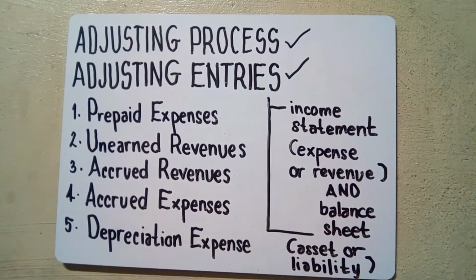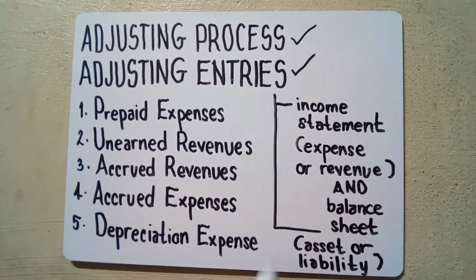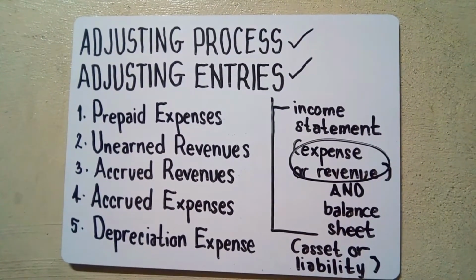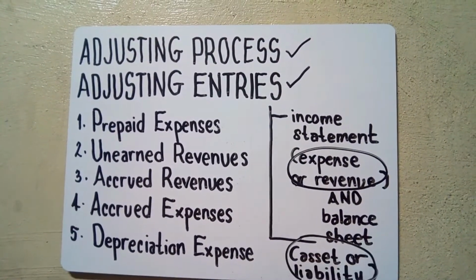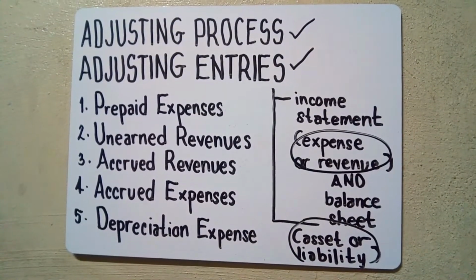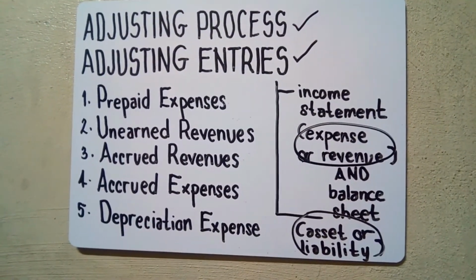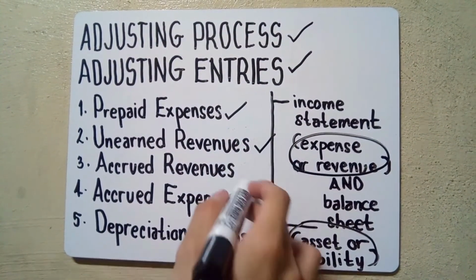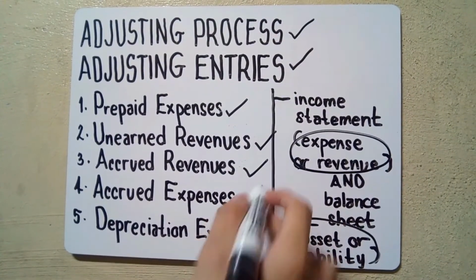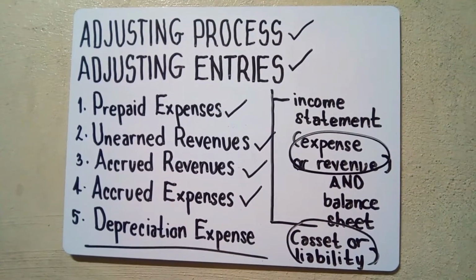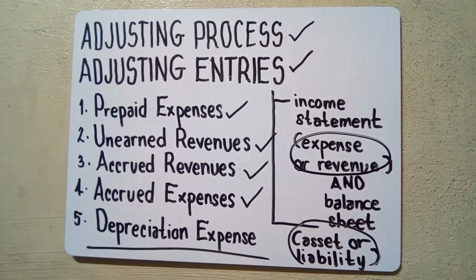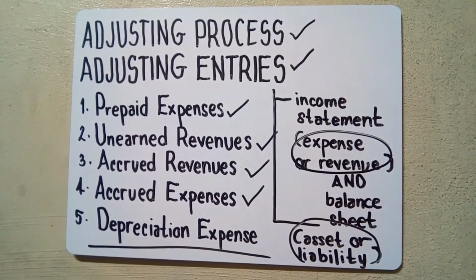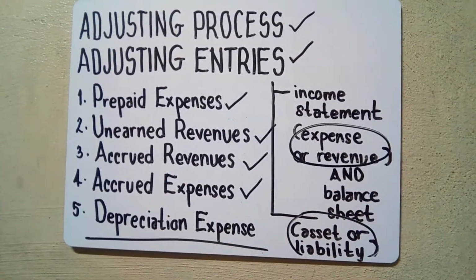All adjusting entries affect at least one income statement account, which is either an expense or a revenue, and one balance sheet account, which is either an asset or a liability. The four basic types of accounts which require adjusting entries are as follows: prepaid expenses, unearned revenues, accrued revenues, and accrued expenses. Depreciation expenses are considered long-term prepaid expenses. However, they have a different nature, so they are reported separately from other kinds of prepaid expenses.